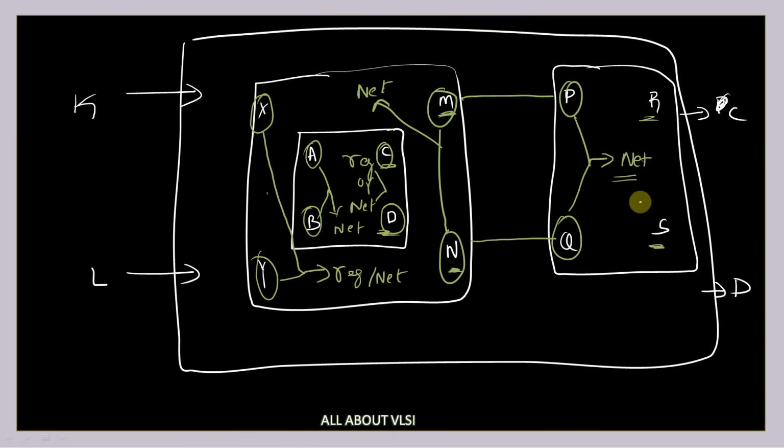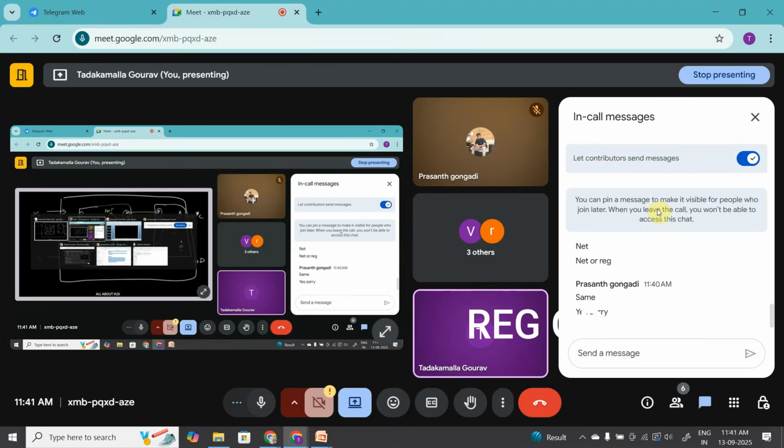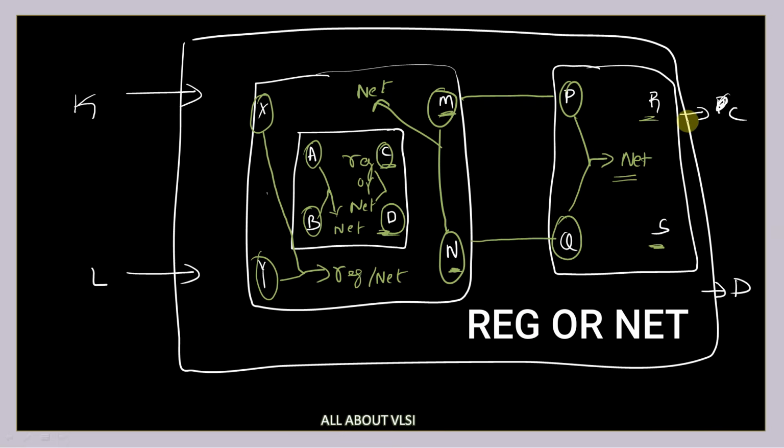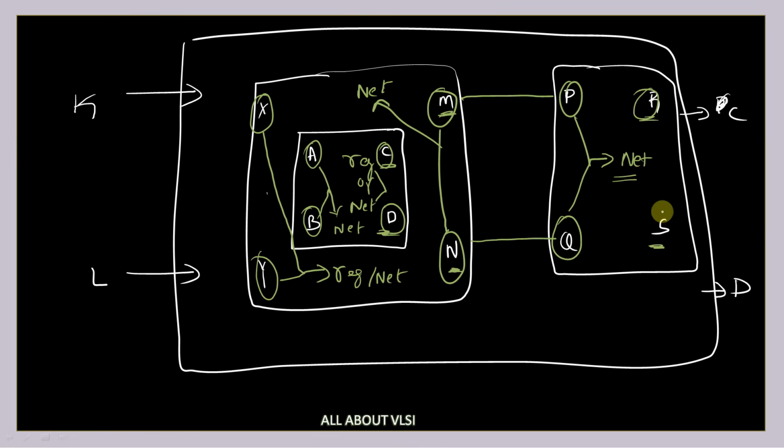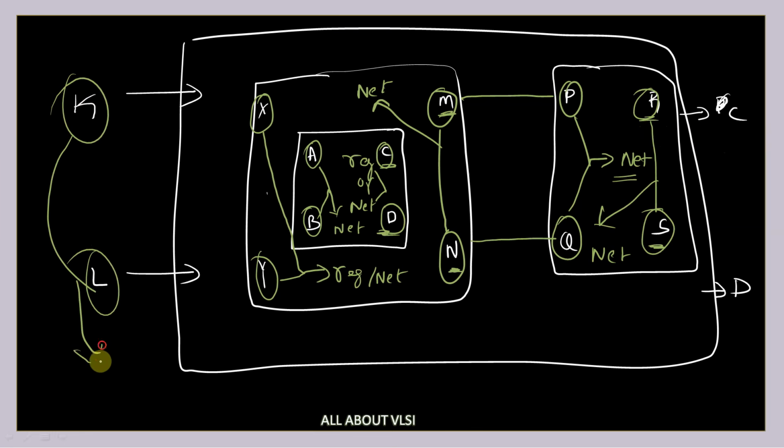Yeah, no issue. What should be the data type of R and S? This R and S can be of only net because these are the outputs of this module, right? And coming to this K and L, it can be reg or net. And coming to this C and D, it can be only net.